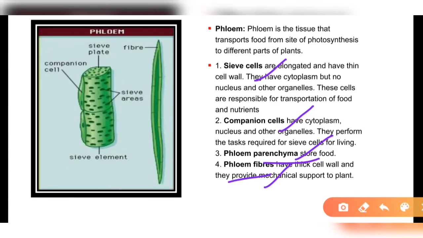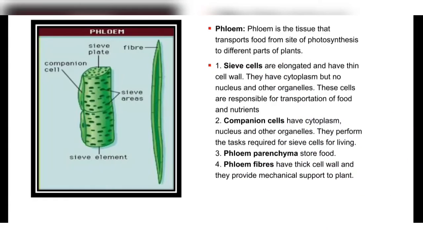mechanical support. Xylem parenchyma and phloem parenchyma are both living cells, and the others are dead. Xylem fibers or xylem sclerenchyma, and phloem fibers or phloem sclerenchyma, are dead cells providing mechanical strength. Other than these, the two different characteristics, the sieve cells and the companion cells, are there in phloem, which are responsible for conduction of food from the site of photosynthesis to different parts of the plant. So let's learn about the first, that is the sieve tube.